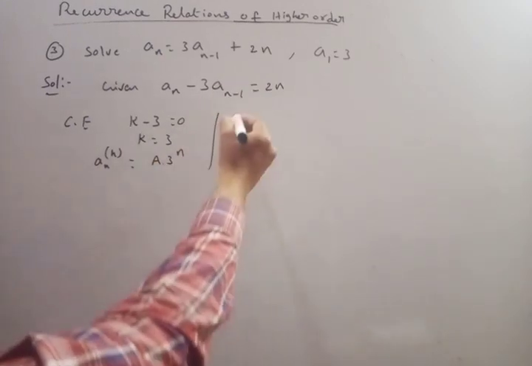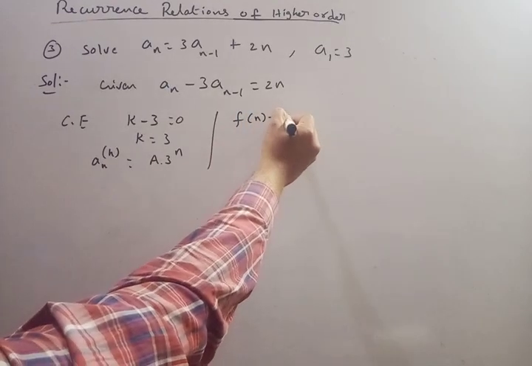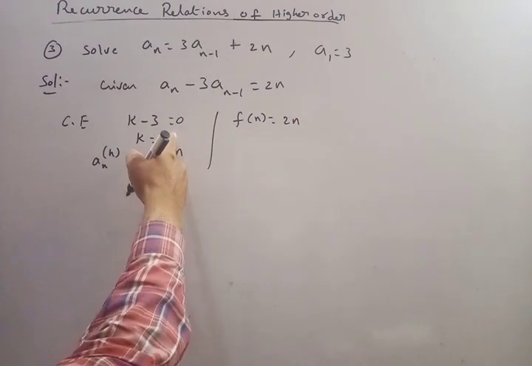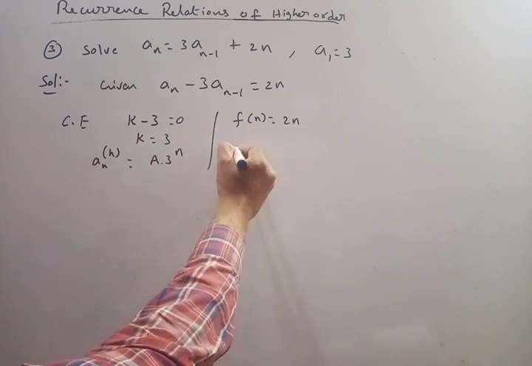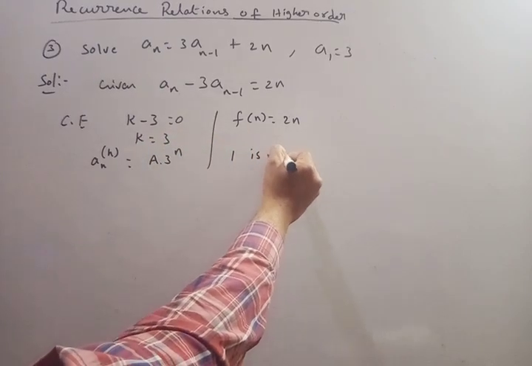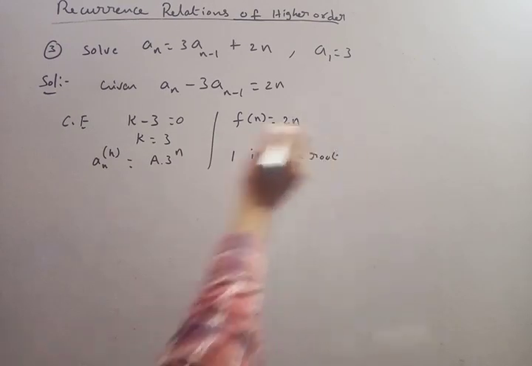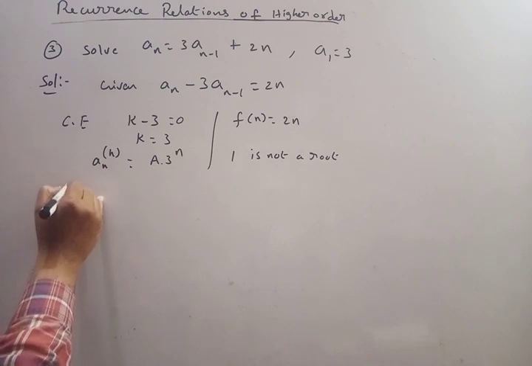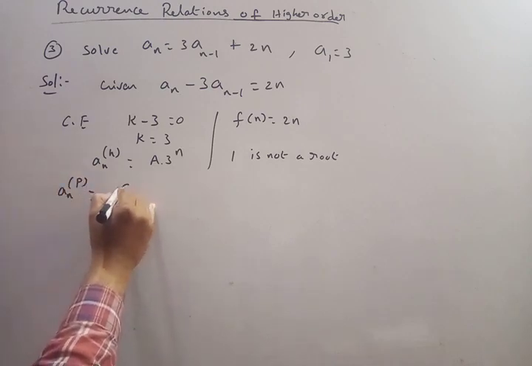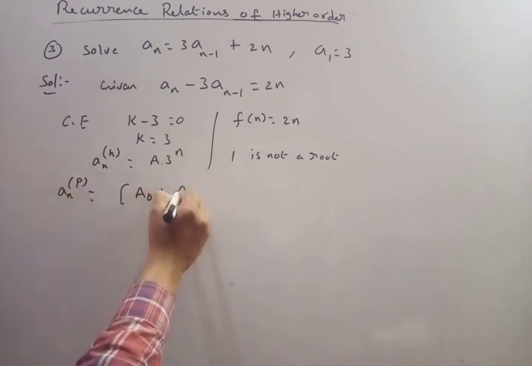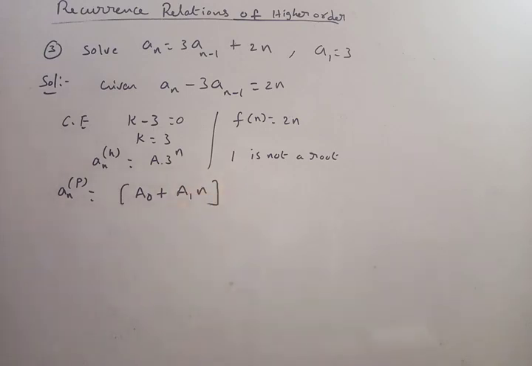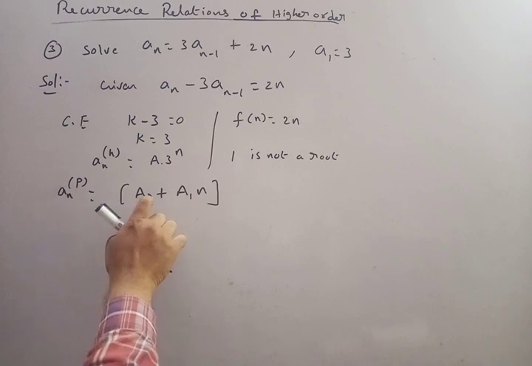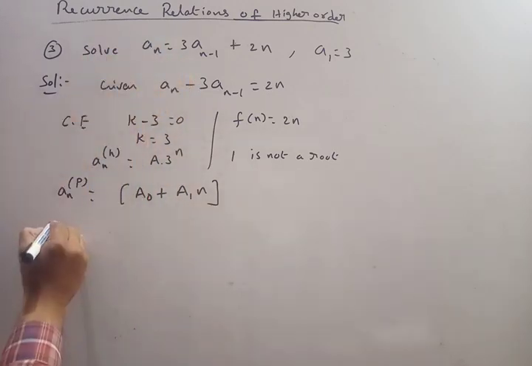Now what is our f of n here? f of n is equal to n. It is a polynomial. Correct? And in the roots, 3 is there. 1 is not a root. So 1 is not a root. Correct? So therefore for an power p, the right hand side part, what we have to do? An power p, since 1 is not a root, is a naught plus a1n. Two terms, nth term is there, correct? So till here. That means this term we have to substitute here.